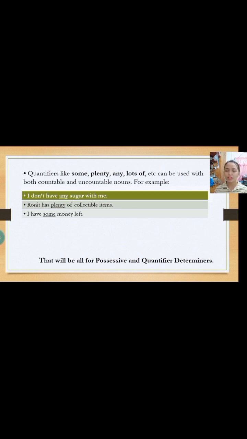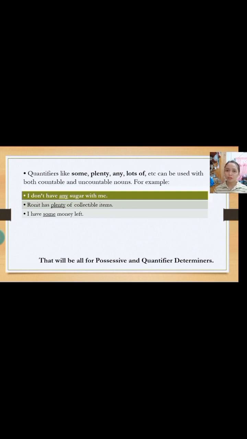Second sentence, Brunette has plenty of collectible items. Plenty is the quantifier determiner because it refers to the word items, while collectible also refers to the noun items. Last example, I have some money left. Some is the quantifier determiner because it refers to the noun money. So these are the examples of quantifier determiners.